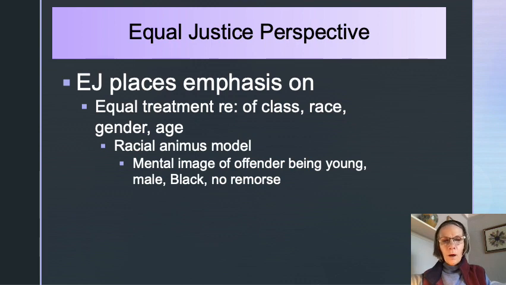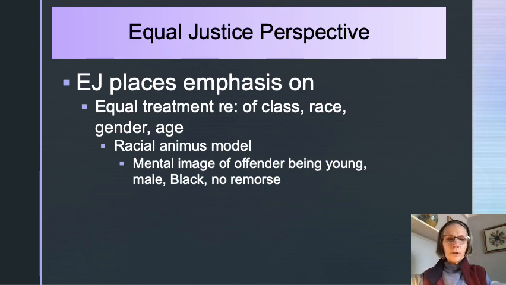There are actually studies on this. We're going to be watching the documentary The 13th, which really focuses on the racial animus model and the role that it played in the war on drugs in the United States. I used to teach the book The New Jim Crow: Colorblindness in the Age of Mass Incarceration by Michelle Alexander, and you'll see her in the movie The 13th.